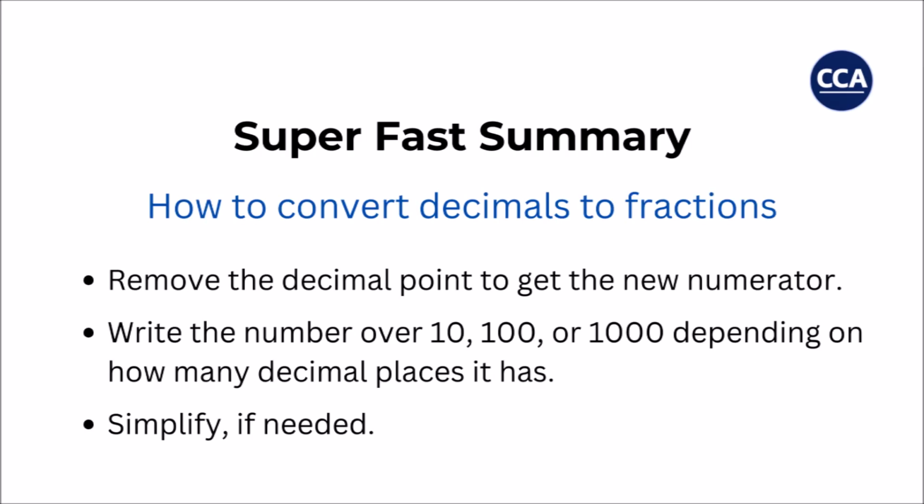Let's summarize the entire lesson in just 3 steps. Step 1. Remove the decimal point to get the new numerator. Step 2. Write the number over 10, 100, or 1000, depending on how many decimal places it has. And step 3. Simplify if needed. That's it. That is the whole method. If you understand those 3 steps, you can do most decimal to fraction questions easily.